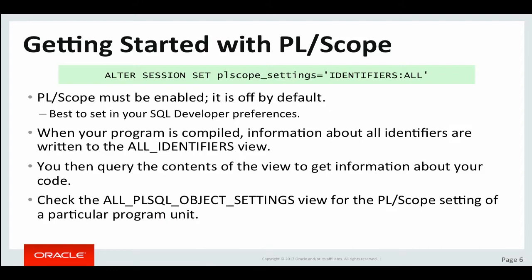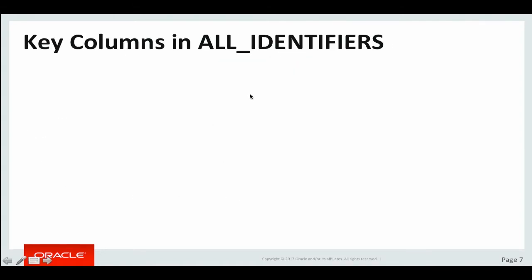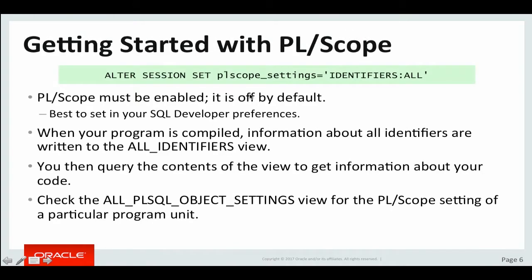If you want to see the values of a particular program unit, you can check the All PL/SQL Object Settings view. Basically that has all the compile time settings for your units. You can see which ones have PL/Scope turned on, which ones don't, and what the optimization level of a given program unit is. And so you can write queries against that view to give you some QA on your code.